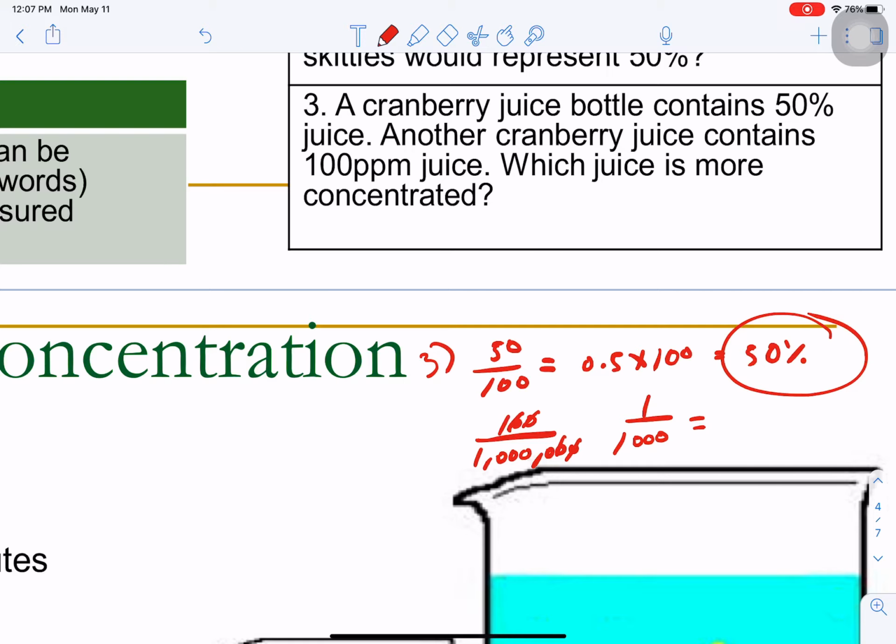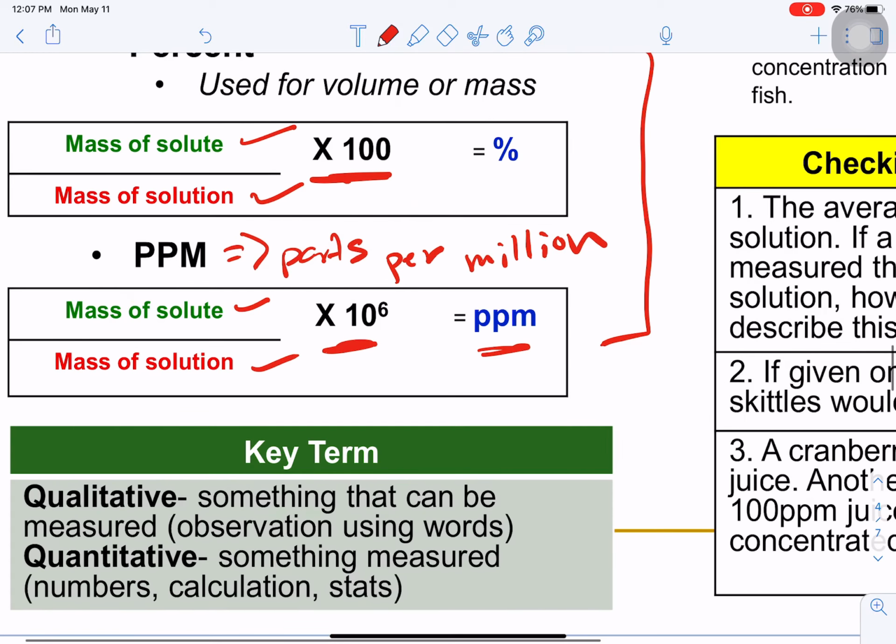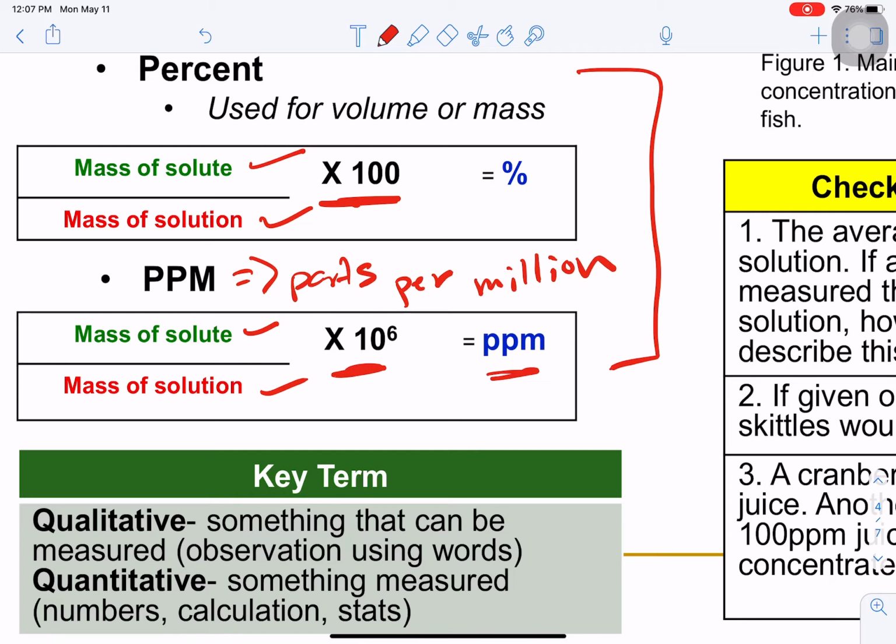Okay. All right. So hopefully that made sense. Remember, going back, the difference between these two is just you're multiplying by 10 to the 6 versus 100. Percentage is multiplied by 100. ppm is multiplied by 10 to the 6, which would be 1,000,000. That's it. No difference. And remember, there's percent by volume or percent by mass.